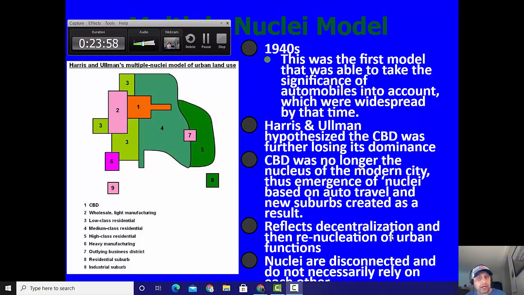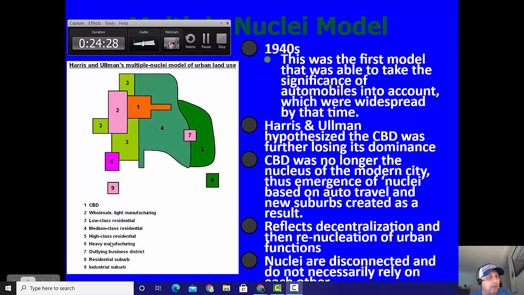So here, decentralization starts to occur, right? And we're seeing multiple different nodes of activity that are growing in importance. By the way, the nuclei, the different parts of the city, may not even be connected at all. Yes, they're part of the larger urban area, but they don't necessarily always rely on one another for activity, for connections. And so it's almost like the city loses some of its connectivity at the same time.